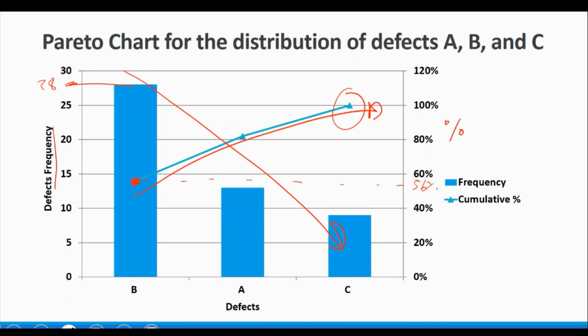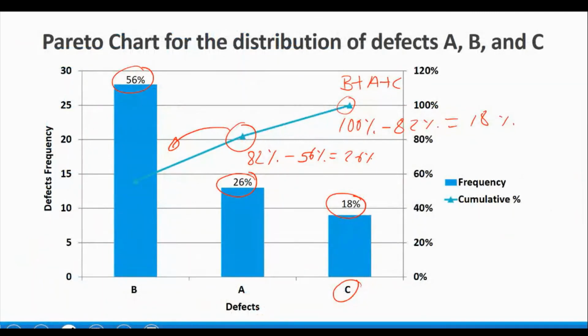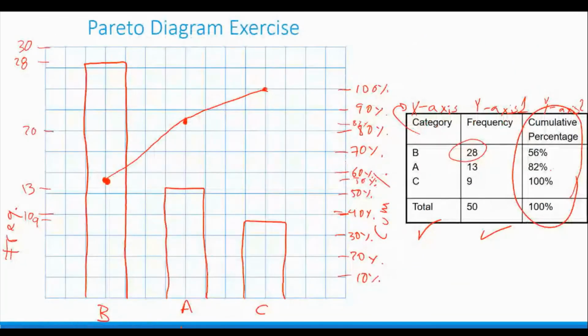From here, this percentage is cumulative. It's the addition of one after the other. But if I were to ask what percentage of the complaints is being generated by defect A, for example, by defect A alone it is 26%, not 82. 82 is the cumulative percentage, which is B plus A.